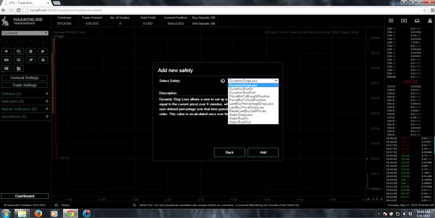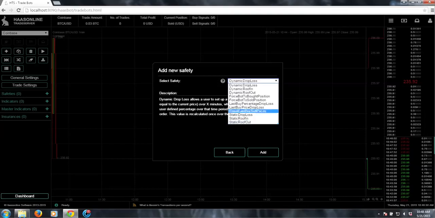So this is useful for a multitude of reasons, but I can basically go through. The safeties that are available really depend on the license type. If you have a beginner license, then the available safeties will be somewhat limited. For the simple license, you'll have most of them, if not all of them, and if you have the advanced license, you have all of them.